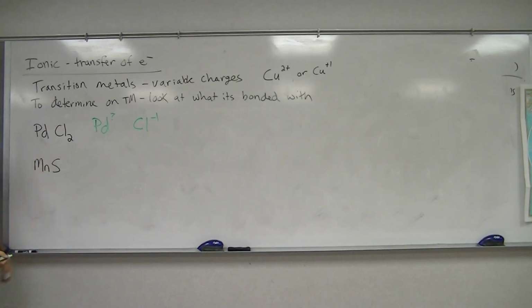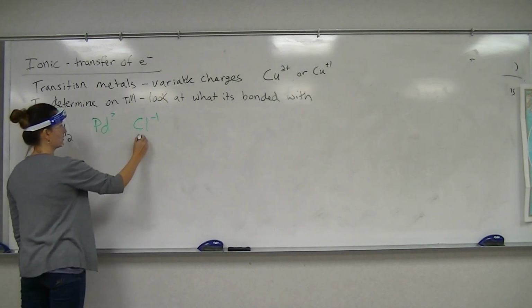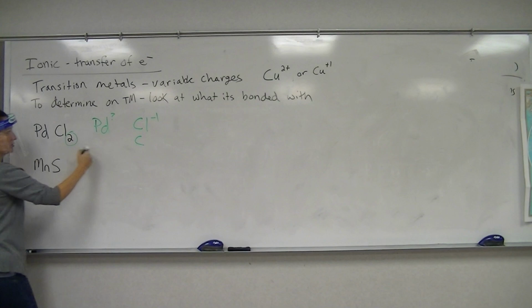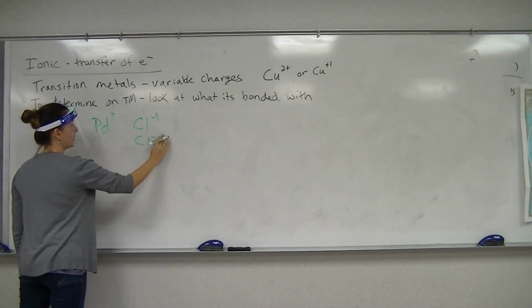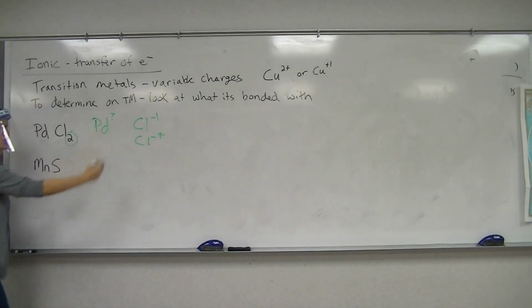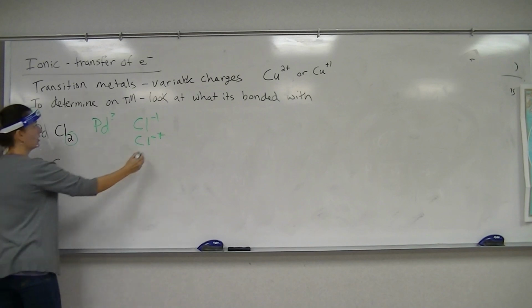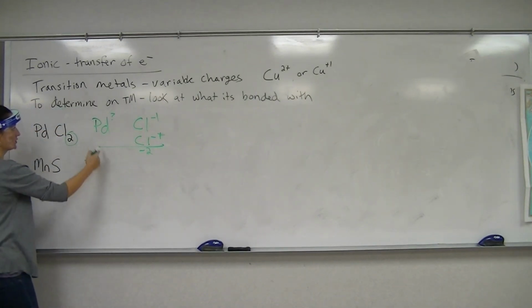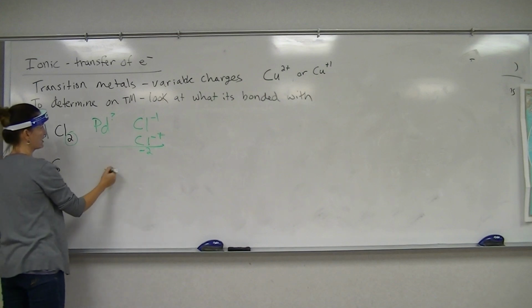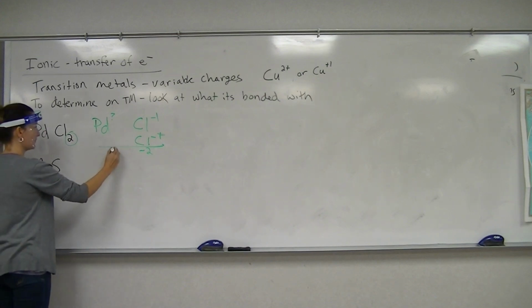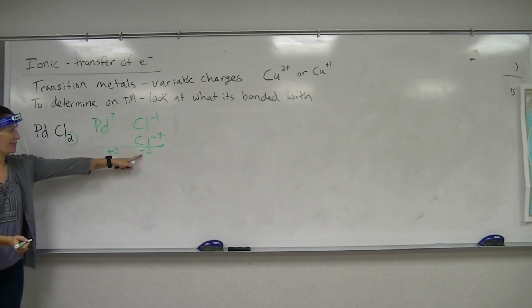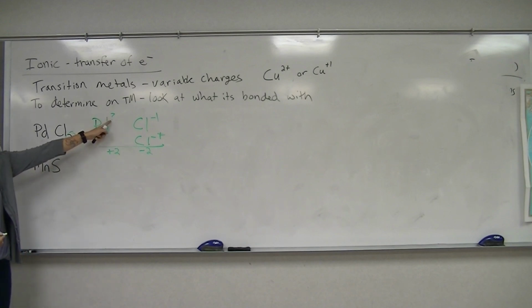But how many chlorines do we have? This number here, 2, shows us. We have 2. So we need to include both because we need to figure out the total charge. So the total charge is -2. So that means palladium has to be +2 because there's only one of them. So that entire +2 to cancel out that -2 has to go on that one atom.